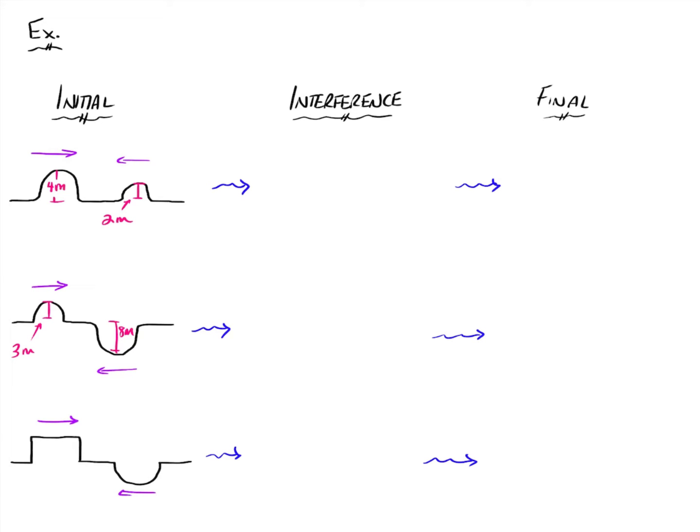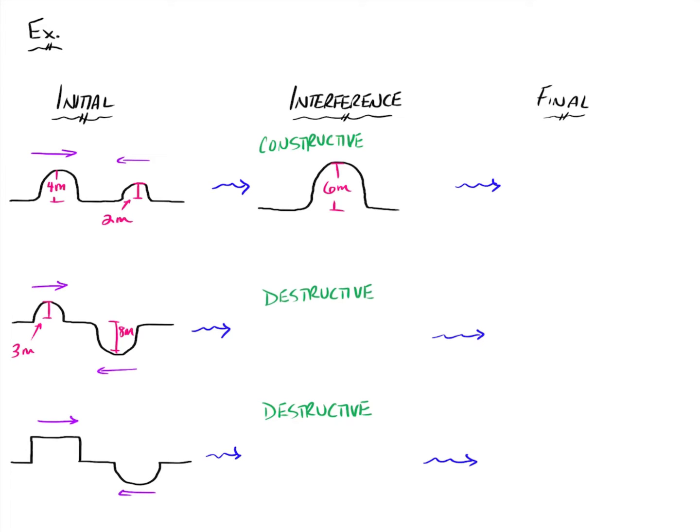So in the first case, we have a 4-meter amplitude wave and a 2-meter amplitude wave, and they're both on the same side. So when those two collide, hopefully you recognize that's constructive interference. In the second and third cases, we're going to have the opposite. We're going to have destructive interference. But for the constructive interference, we're going to add those amplitudes together, and for a brief moment, you will get a wave that has an amplitude of 6 meters.